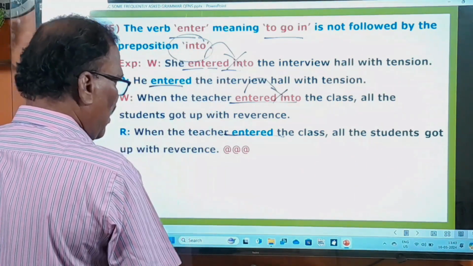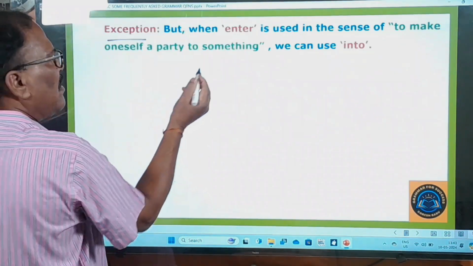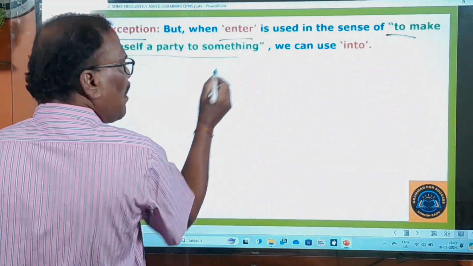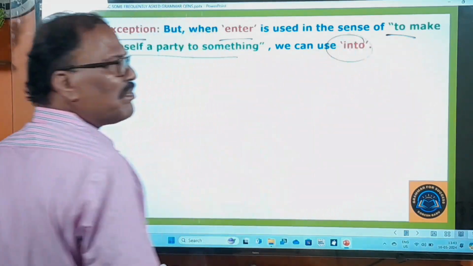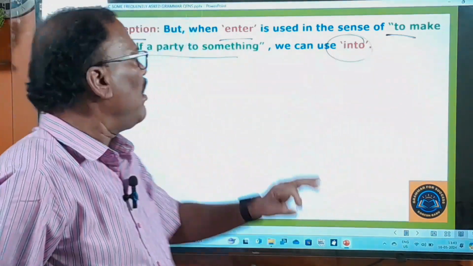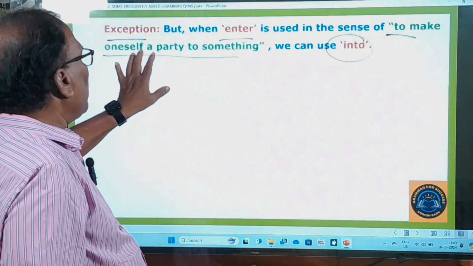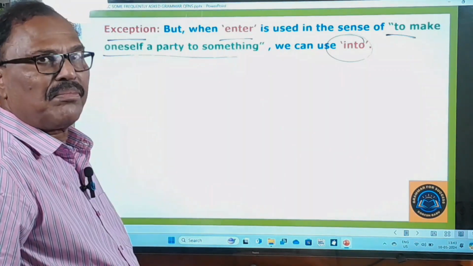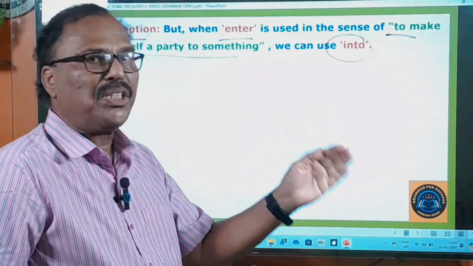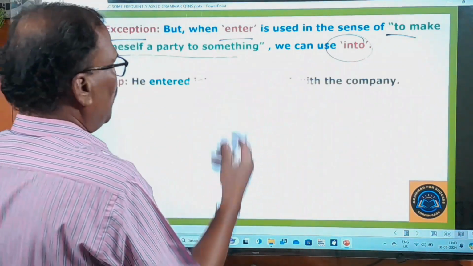One exception is there under this. And let me tell you about that exception. Exception is given. What is that? When enter is used in the sense of to make oneself a party to something, we can use into. When enter means loniki vellu, one meaning. Enter means oppandamu kudurchukonu. To make oneself a party to something. To make oneself a part and parcel of something, a party to something, then it can be used into this. Okay, you can use into after that.